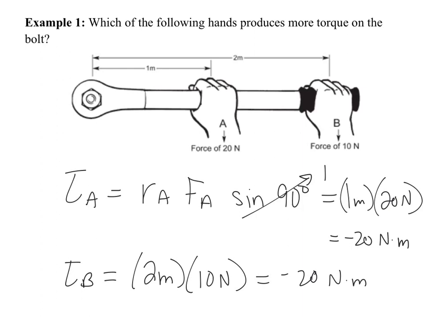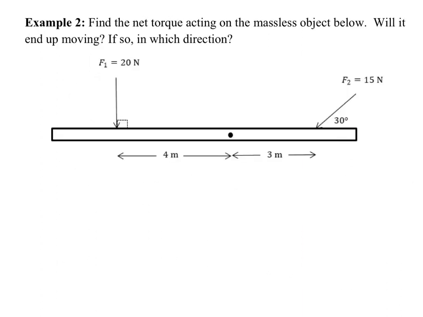So in the end, which is producing more torque? The answer is the same. They're both producing negative 20 newton meters of torque. So for example 2, we're trying to find the net torque acting on this massless object. And as a result of finding the net torque, we can determine, will it actually end up moving? And if so, in which direction?